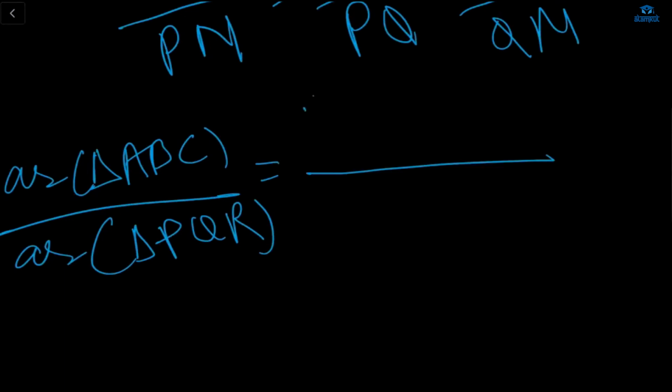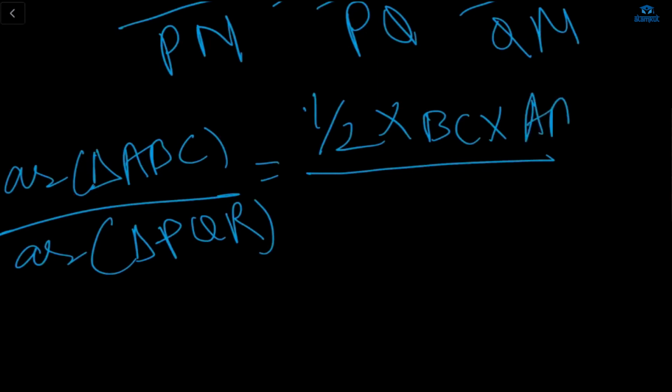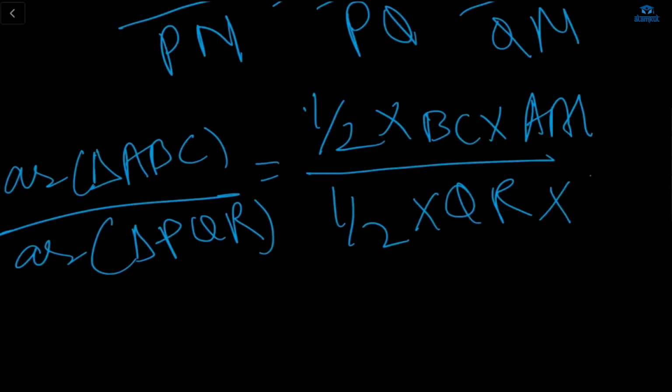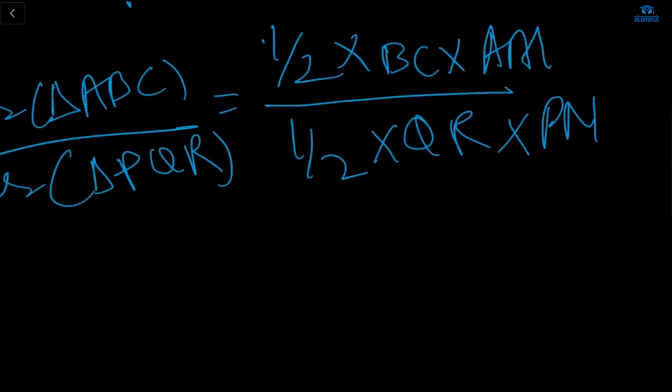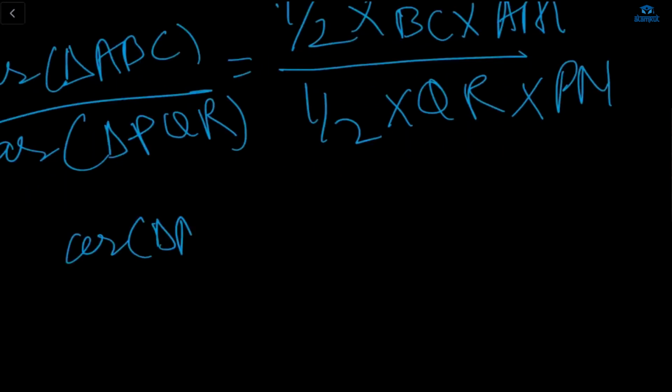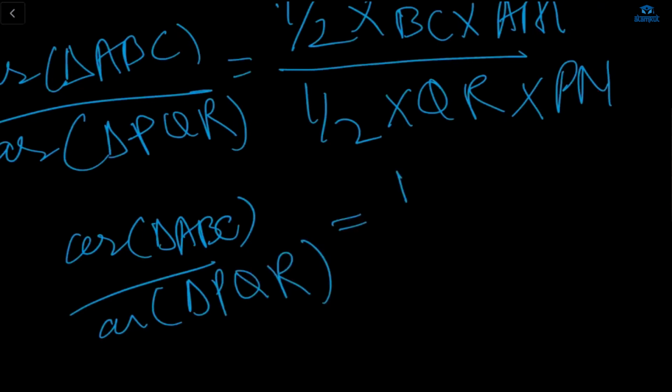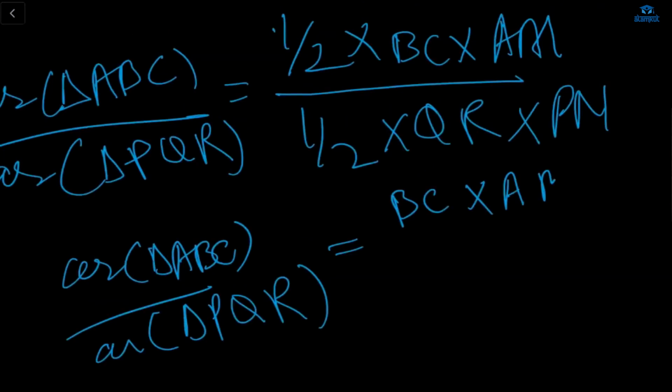So it will be half. What will be the base in ABC? The base will be BC, and the height, the altitude, will be AM. Similarly for triangle PQR, half base will be QR and height will be PN. Understood? Now you can see the half will be cancelled. So the area of triangle ABC upon area of triangle PQR will be equal to BC into AM by QR into PN.